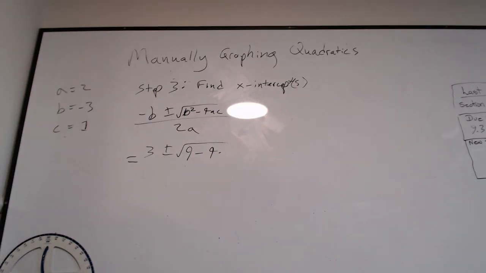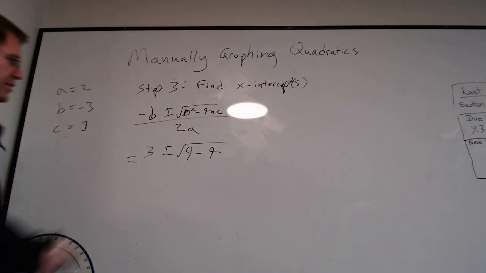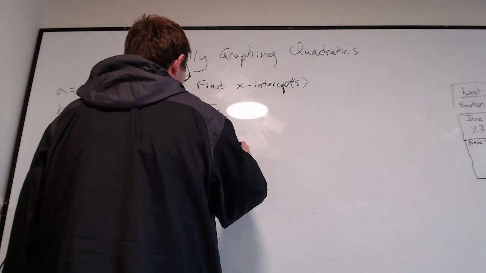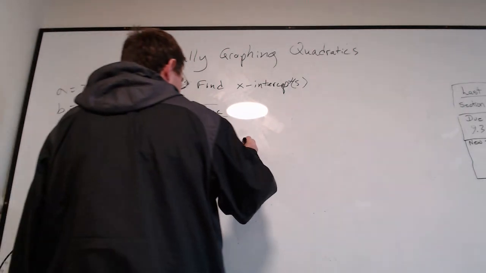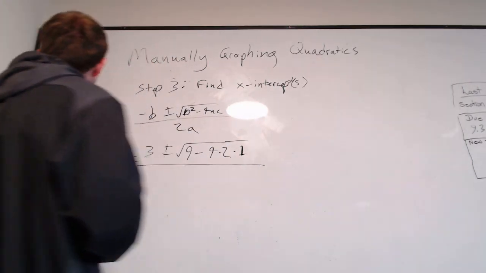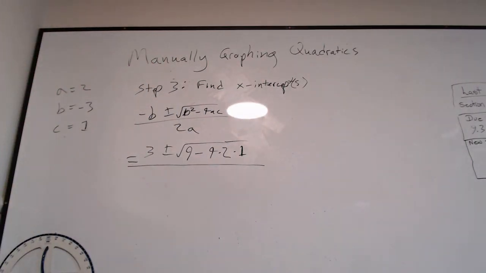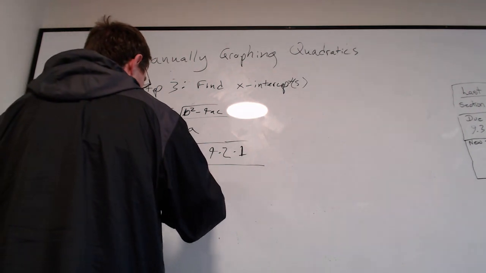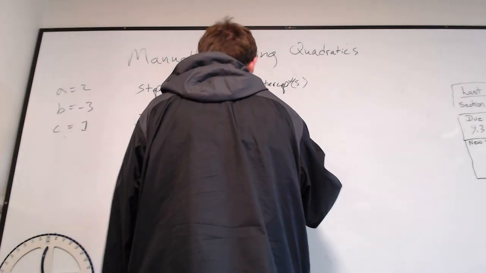Okay, and what is a? A is 2. And then c is 1, so that's easy enough. All over 2 times a, what's 2 times a? 4, yep. Remember, we already saw the 3 and the 4 before.